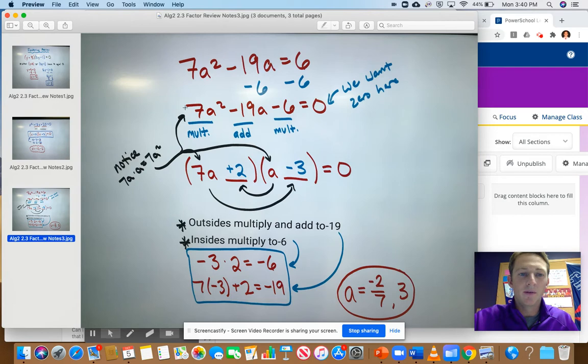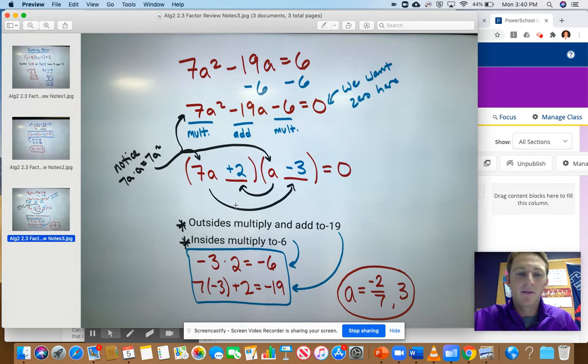The tricky part when there is a number in front of the a squared or the x squared is that these on the outside right here, 7a times a, have to multiply to 7a squared. So if there's like a 6x squared, this could be 6x and x, or it could be 3x and 2x. It just kind of depends what we play around with. Our outside numbers multiply and add to negative 19.